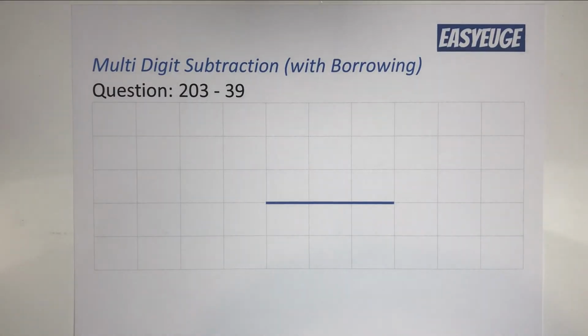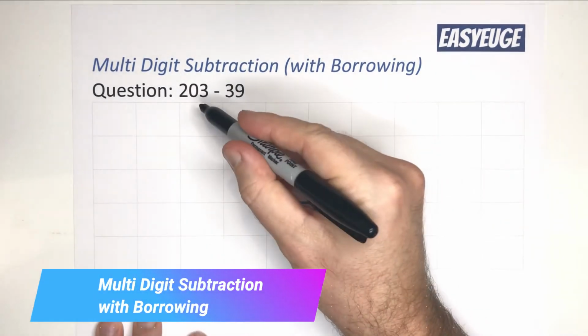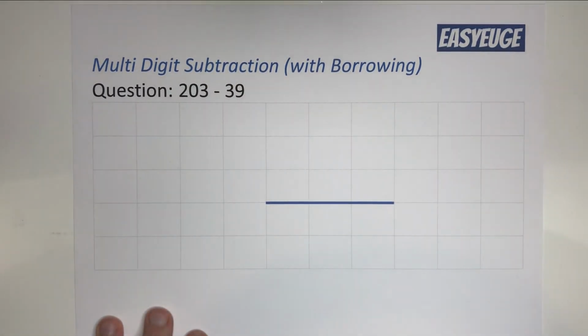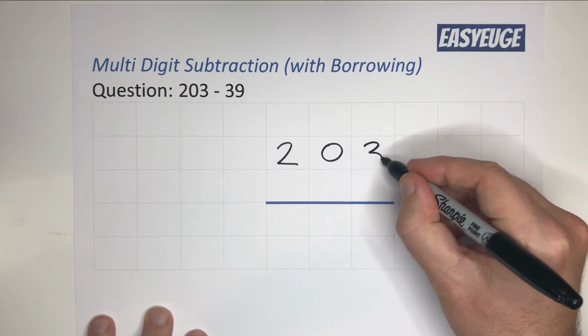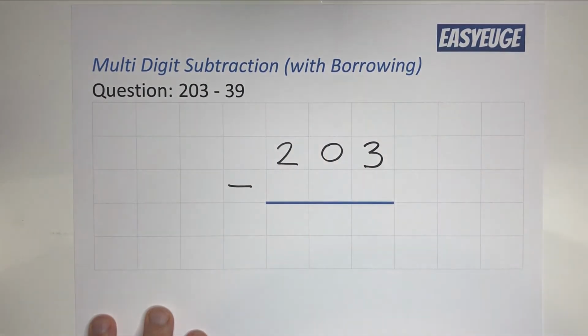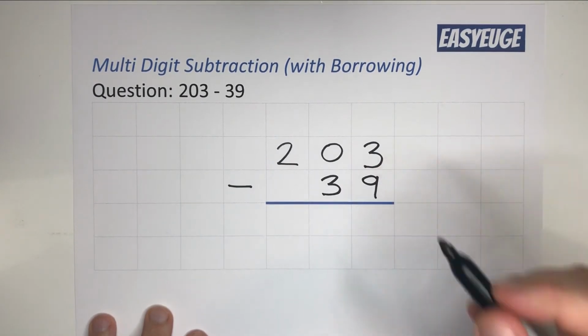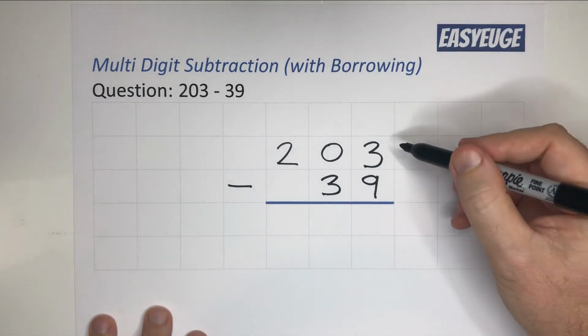The next level up is to do some more multi-digit subtraction with borrowing. So let's get straight into this one. 203 take away 39. Let's write that down. 203, and we're going to take away or subtract 39. Let's see how this one's going to go.